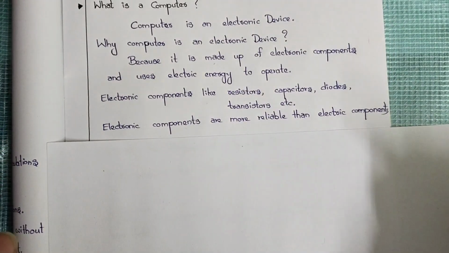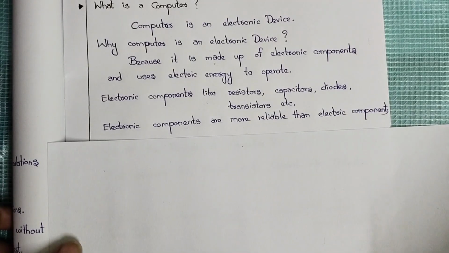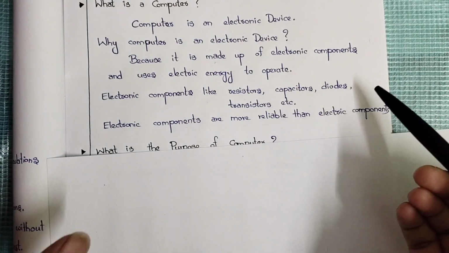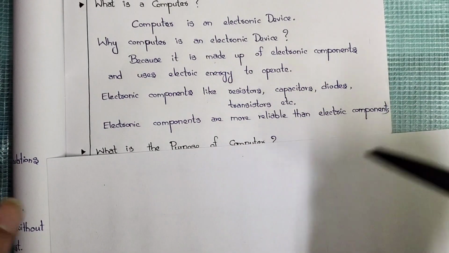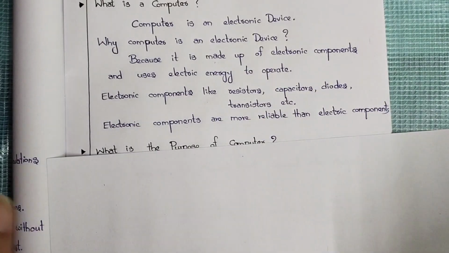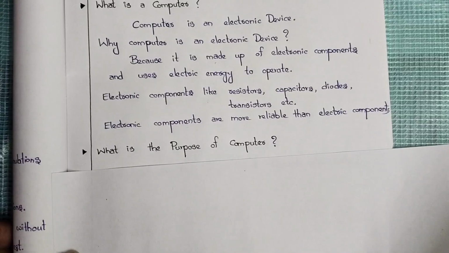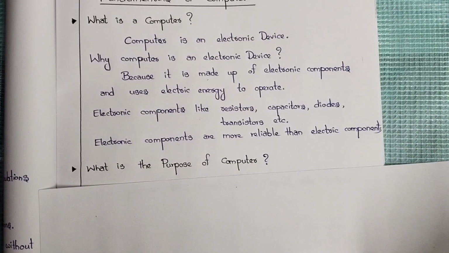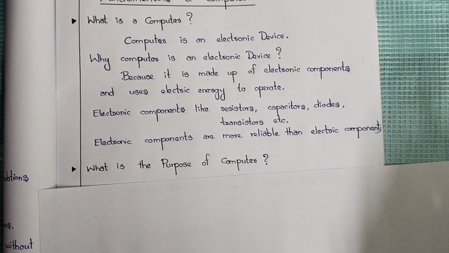That's what I have written. Electronic components are more reliable than electric components. You don't have to learn by heart all these electronic components, resistors, capacitors, diodes. I just wrote it down to make sure you have a rough idea of what the electronic components are. Okay. So am I clear what is the computer? Computer is an electronic device. And why is it an electronic device? Because it is made up of electronic components, and these electronic components are more reliable than electric components.